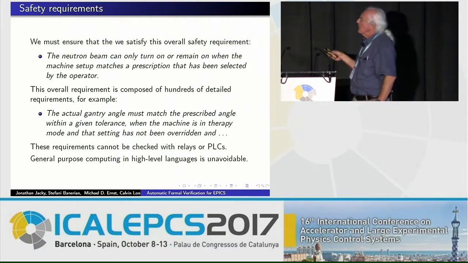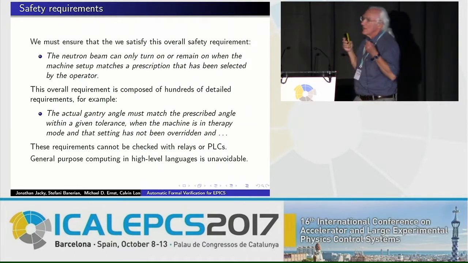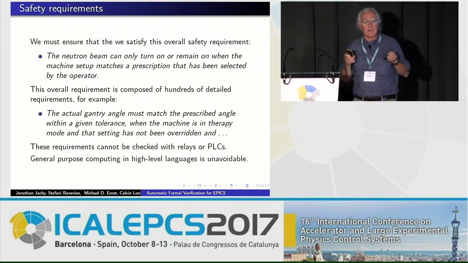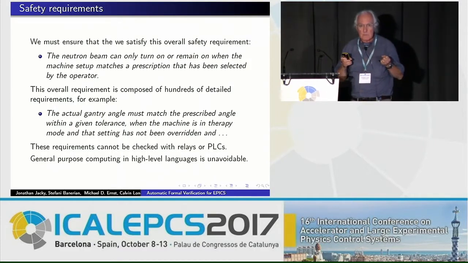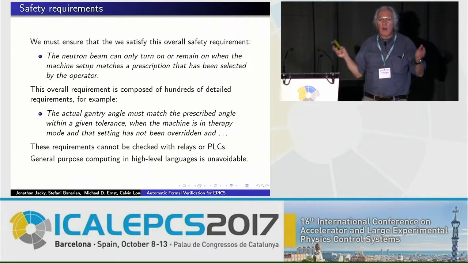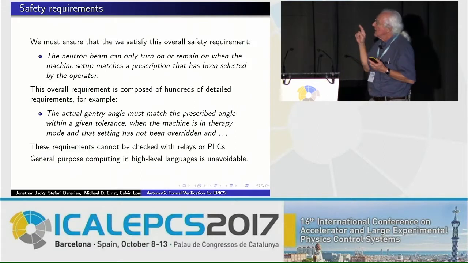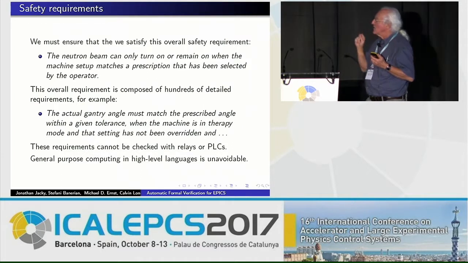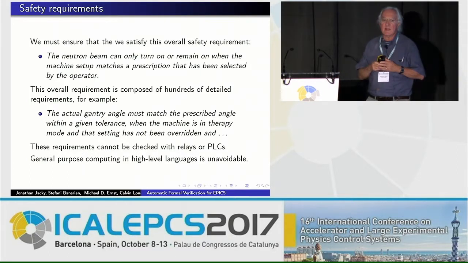The overall safety requirement is that the neutron beam can only turn on or remain on when the setup of the therapy equipment matches a prescription that has been selected and approved by the operator. But that overall requirement breaks up into hundreds of more detailed requirements that look like this. The actual gantry angle must match the prescribed gantry angle within a given tolerance when the machine is in therapy mode and that setting has not been overridden, and several other side conditions.